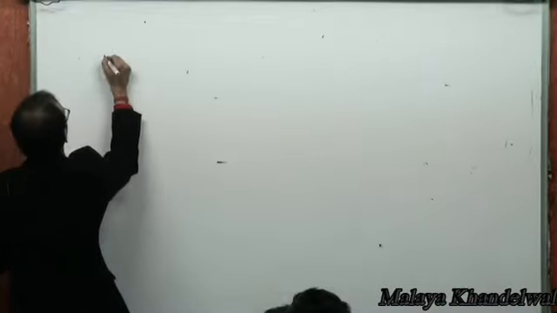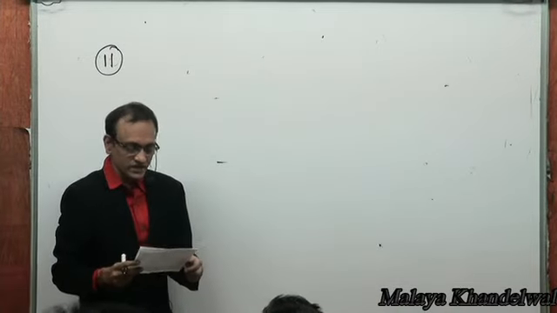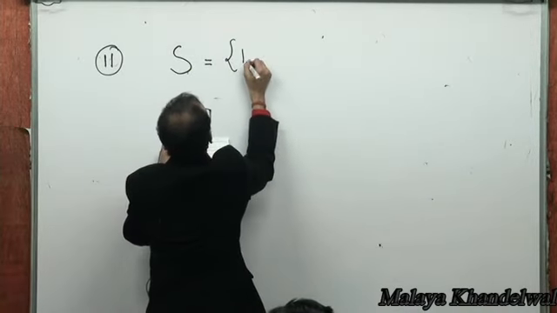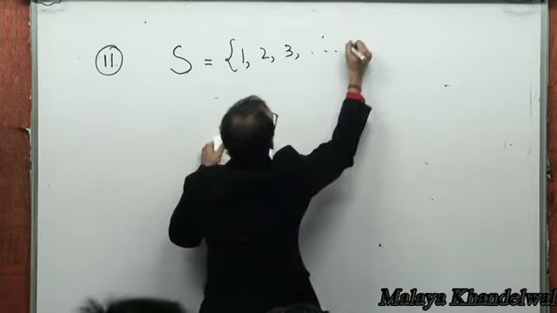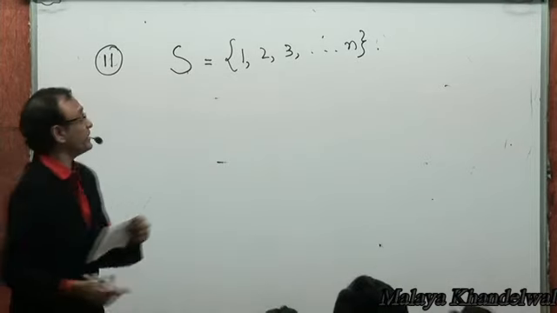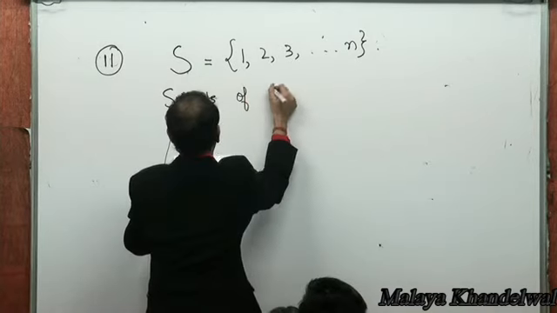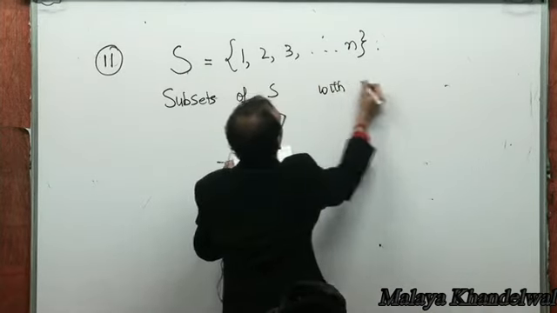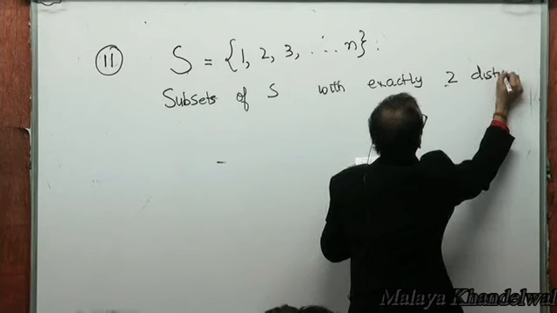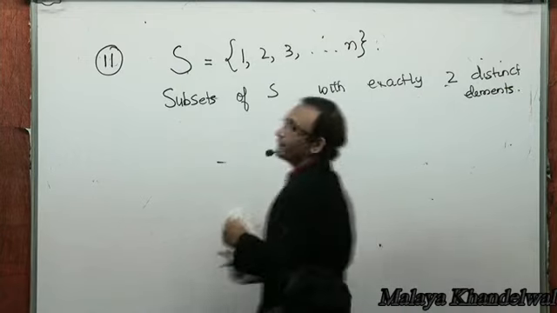Now, problem number 11. The number of positive integers n is... S is a set which is {1, 2, 3, ..., n}. Now what we are doing is creating all subsets of S with exactly two distinct elements.